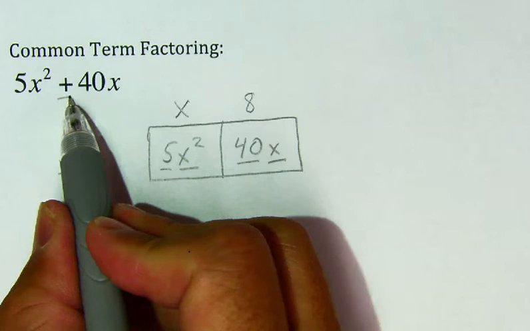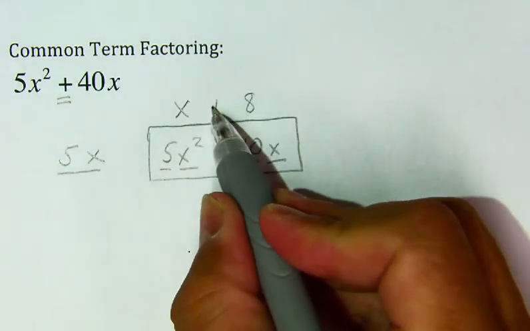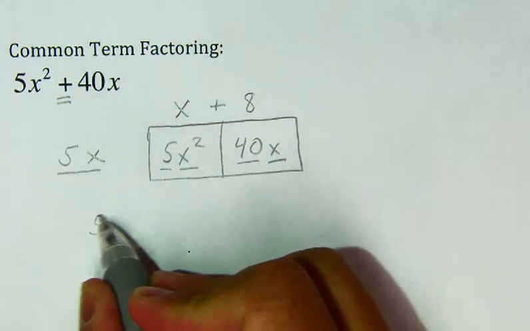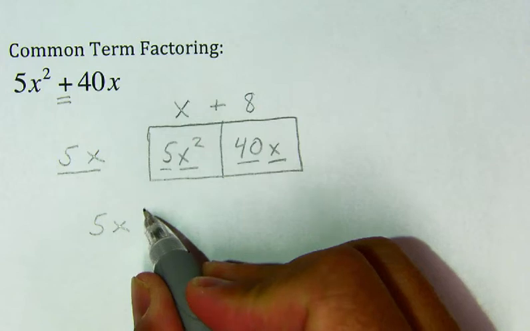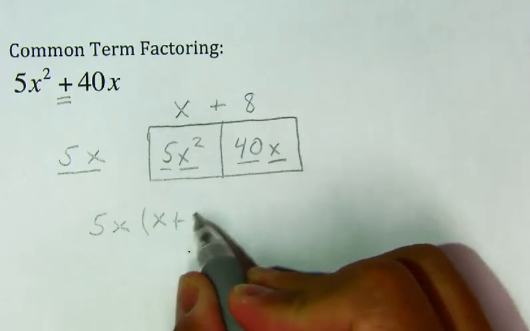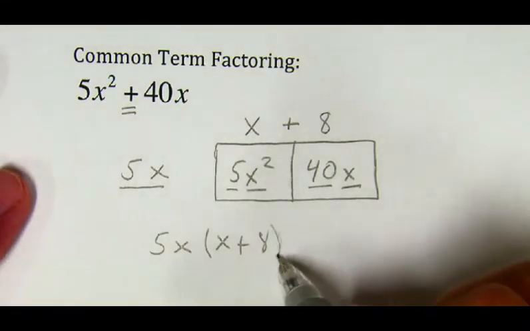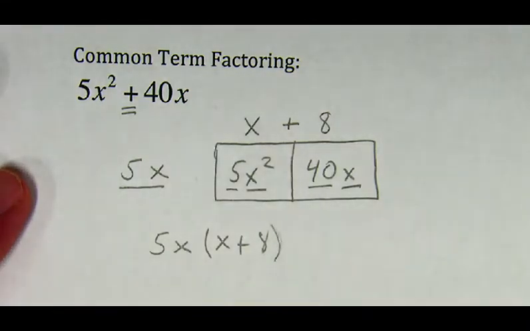Since in the original problem this was a plus, that means a plus goes in between the x and the 8. Now I'm not quite done yet because I need to write this in factored form, so that's going to be 5x times (x plus 8). And make sure you close the parentheses at the end of the expression.